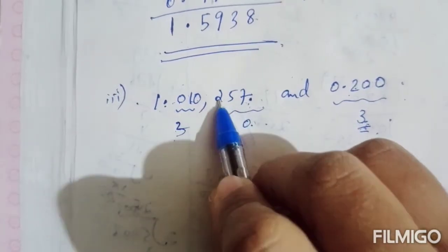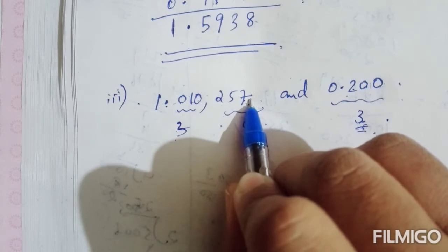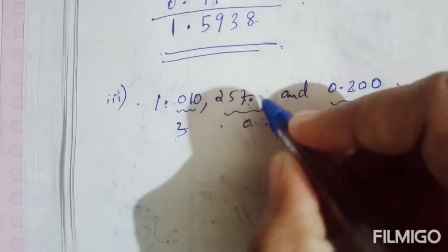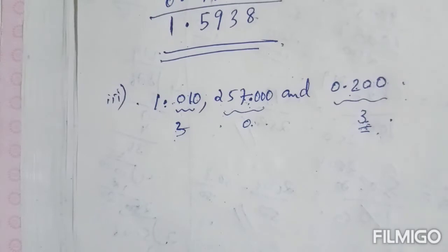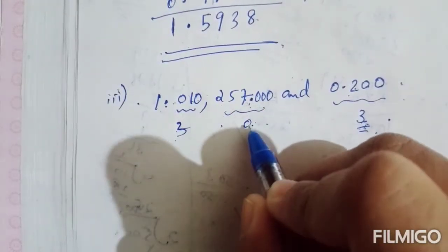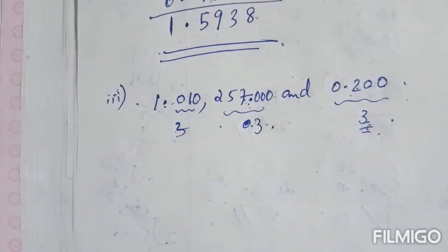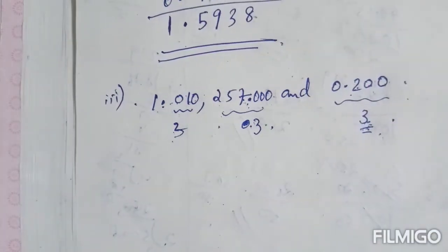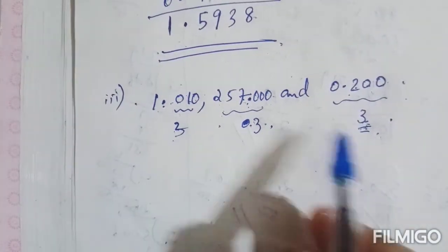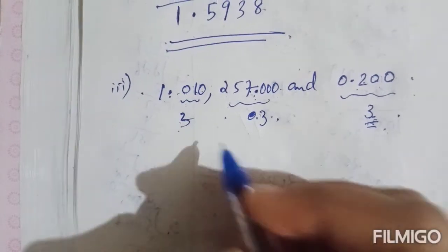In the second one, 257, no digit is coming after the decimal point. So you can put 3 zeros: 257.000. Now the number of decimal places is 3 here. In the third one also it is 3. So we convert unlike decimal numbers to like decimal numbers. Okay, now you can add.